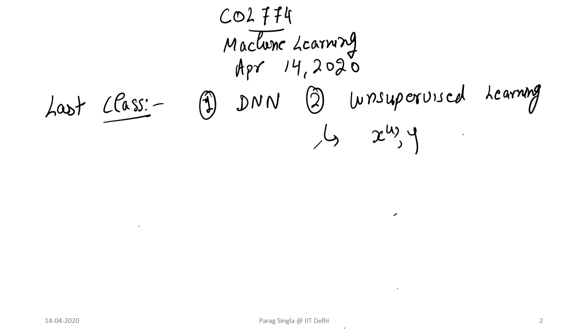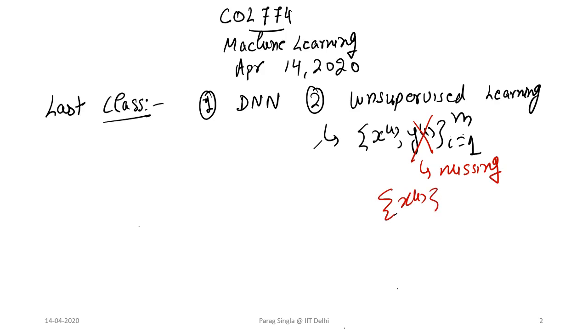setting where, in the supervised setting, we had these instances xi, yi, i equal to 1 to m, and in the unsupervised case these yi's are missing, right? In other words, given only the instances, or their features, i going from 1 to m, we want to do something useful. We want to learn some useful patterns in the absence of any class labels.